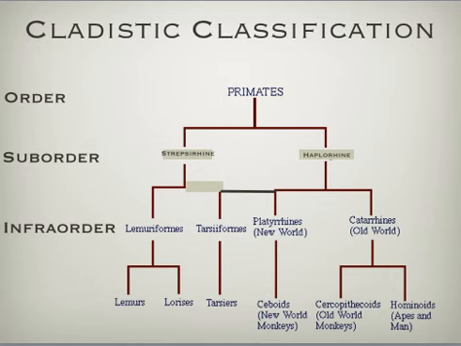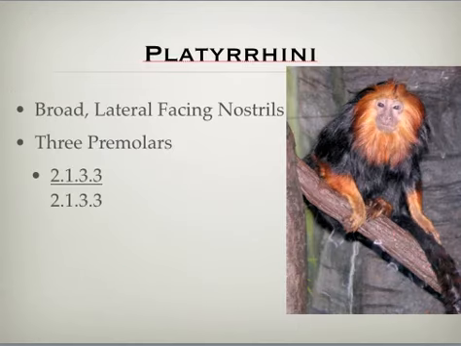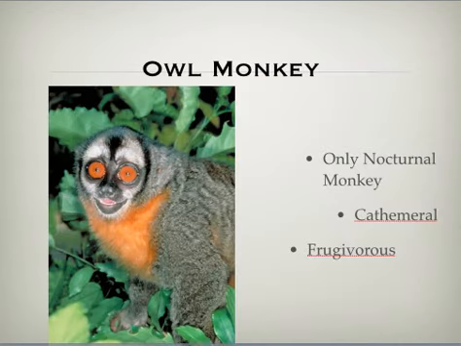All right, let's go ahead and move further down to platyrrhines. Platyrrhines have several distinguishing features. One, they have broad lateral facing nostrils. This is shown in your book. So if you were to pick your nose as a platyrrhine, you would have to come in from it sideways. They also have 3 premolars. And here you see a molar count. This is 2 incisors, 1 canine, 3 premolars, and 3 molars. This is important. This is an important anatomical feature we use to distinguish between platyrrhines and catarrhines.